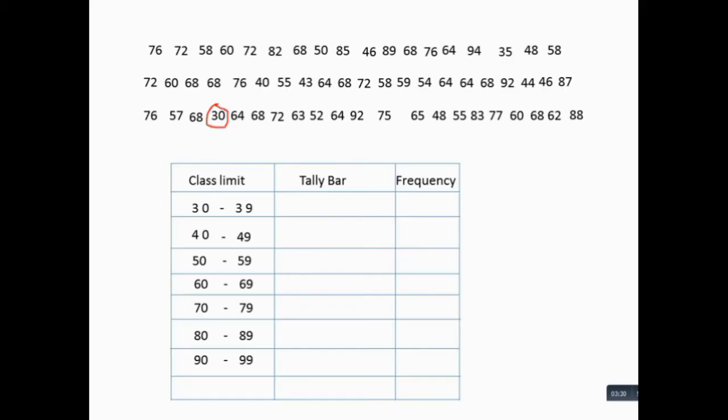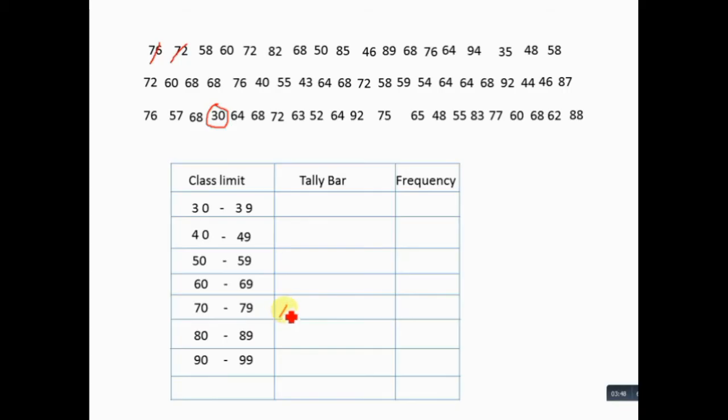Now, after completion of the class limits, we come to the tally bar of the frequency distributions. In the above data, 76 is our first value. So by crossing 76, we trace the class in which this value lies. So the class is 70 to 79.